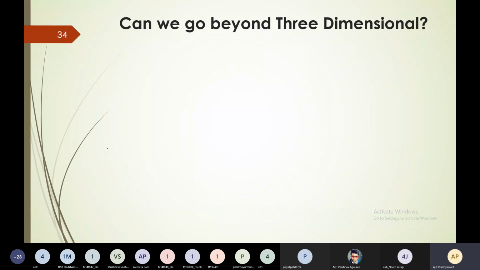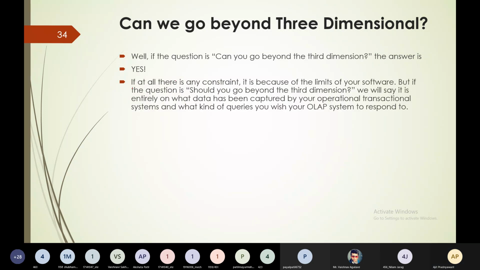So can we go beyond three-dimensional? The answer is yes. If at all there is any constraint, it is only because of the limits of your software. But if the question is, should you go beyond the three-dimensional? We will say it depends entirely on what data has been captured by your operational transaction system and what kind of queries you wish the OLAP system to respond to. It depends on the kind of data present in the OLAP and which query you are going to fetch on this OLAP system.